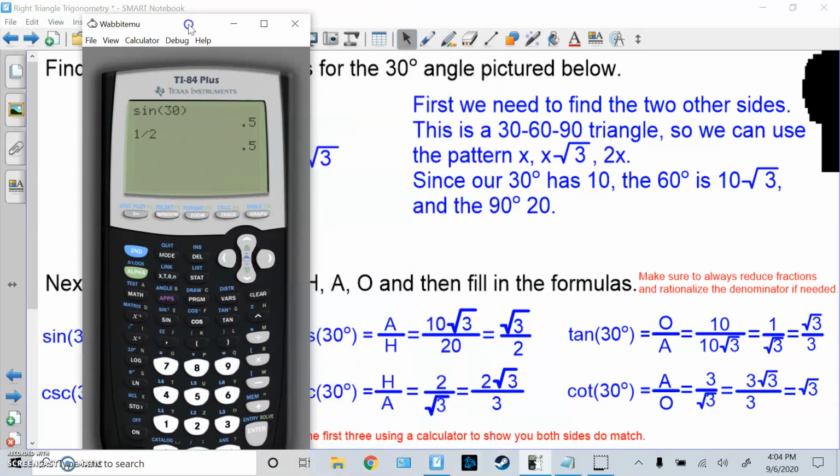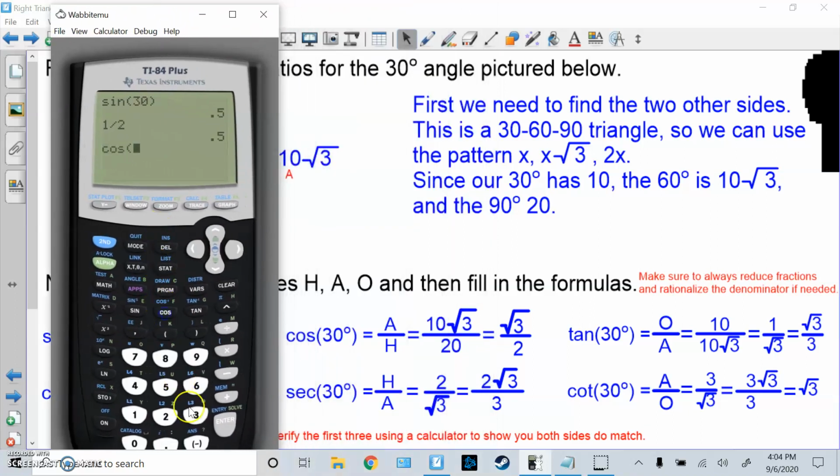Alright, let's try cosine 30. Cosine 30, you'll see this infinite answer. It's irrational. So I'm going to try square root 3, then all divided by 2. Should be the same number. It is 0.866.